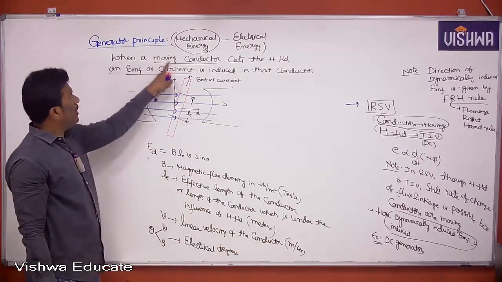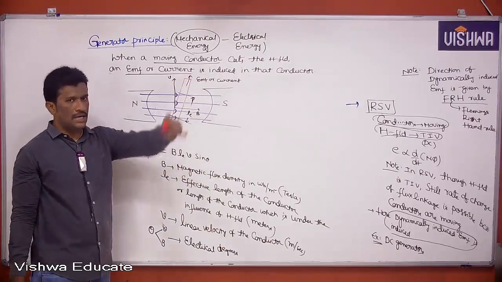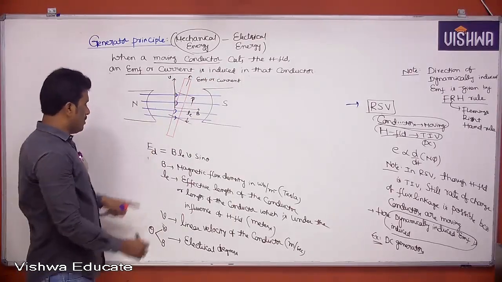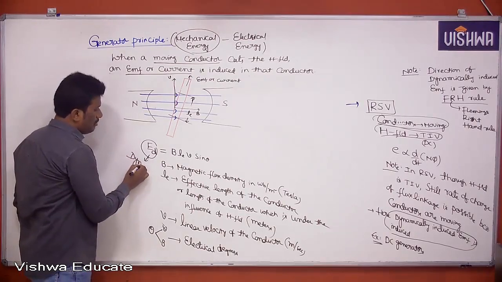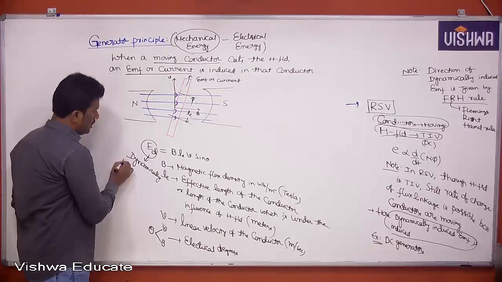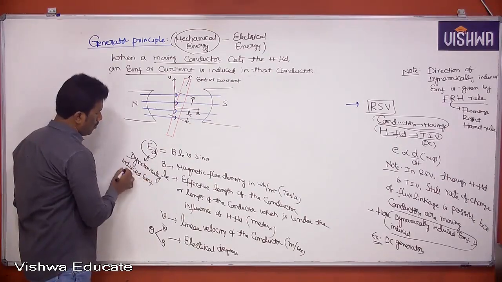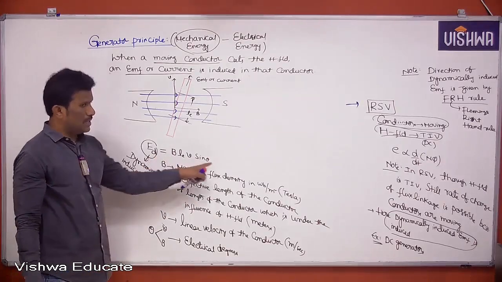So when a moving conductor causes a magnetic field, an EMF or current is induced in that conductor. That is only dynamically induced EMF. I can write here, ED means dynamically induced EMF in volts. So ED equals BLV sin theta.